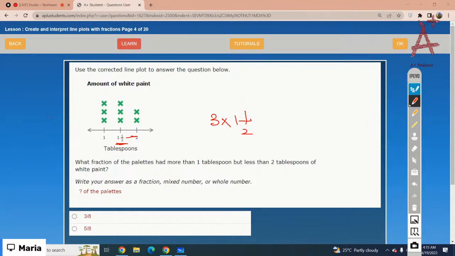No, no, you don't need to do 3 times. You have one for 1 whole 1 over 2, you just have 3 values. And the total values are 8, so it would be 3 over 8. Got it? So that means the correct option is 3 over 8. The fraction of the palettes that had more than 1 tablespoon and less than 2 tablespoons of white paint would be 3 over 8. So the correct option is 3 over 8.